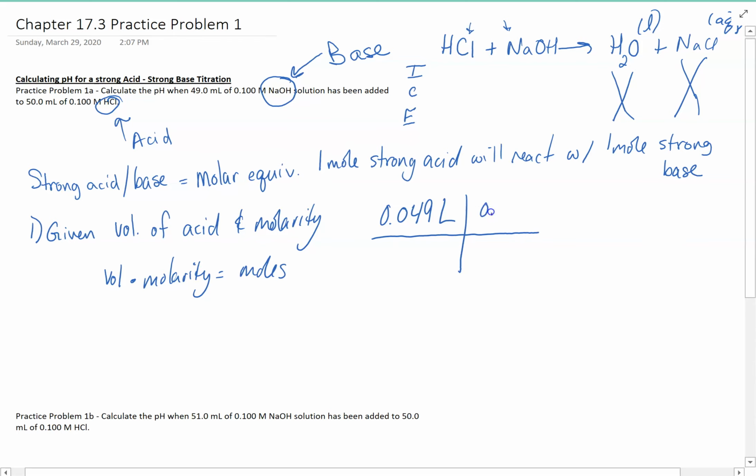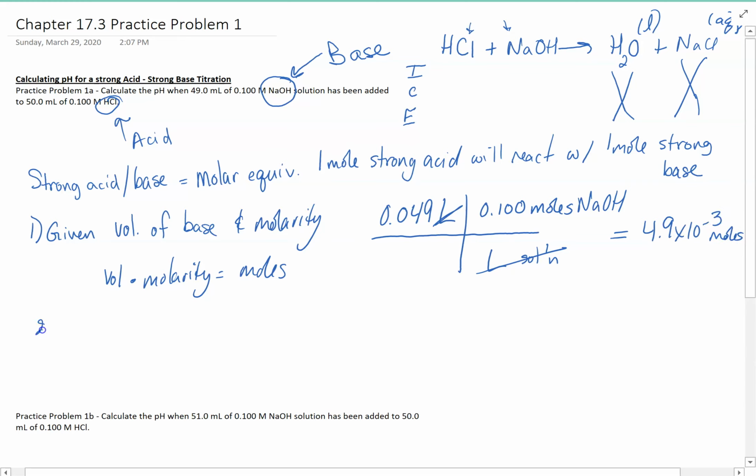The molarity was given as 0.100 moles per liter. Oops, this is the volume of the base. I apologize. Right, because we're dealing with NaOH right now. We want to know how much NaOH we're going to add to how much of the acid, okay? So when we do this math, we're going to get 4.9 times 10 to the negative 3rd moles.